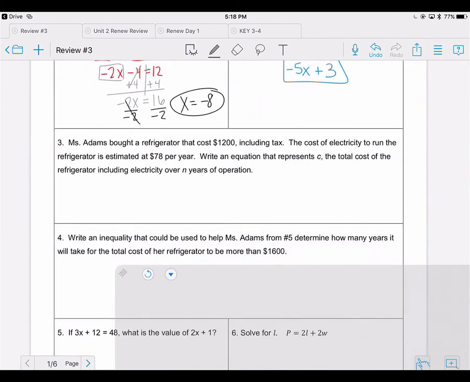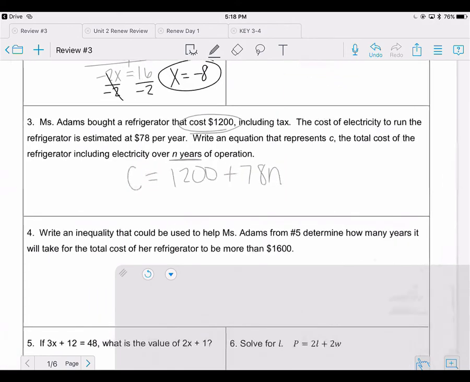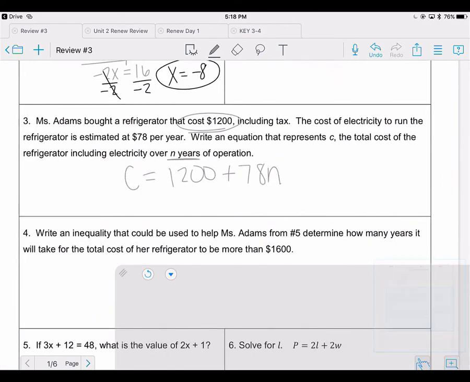Problem 3, Miss Adams bought a refrigerator that costs $1,200 including tax. The cost of electricity is estimated at $78 per year. Write an equation C for the total cost of the refrigerator including electricity over n years. So the total cost is going to equal that one-time fee of the refrigerator plus $78, and then they tell me to use n for years. So C equals $1,200 plus 78n.